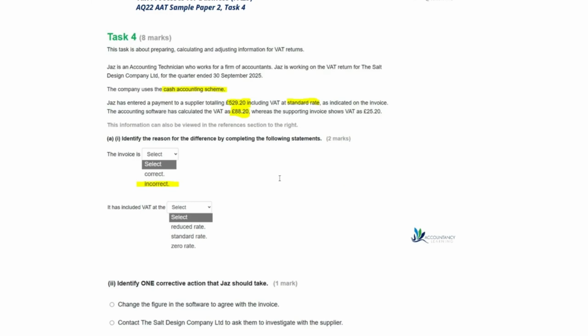Now what it's actually done is the £25.20 is going to be a reduced rate. So if you were to calculate it as if it was on the reduced rate, you would see that the £25.20 is at 5%. So the invoice has got reduced rate VAT.